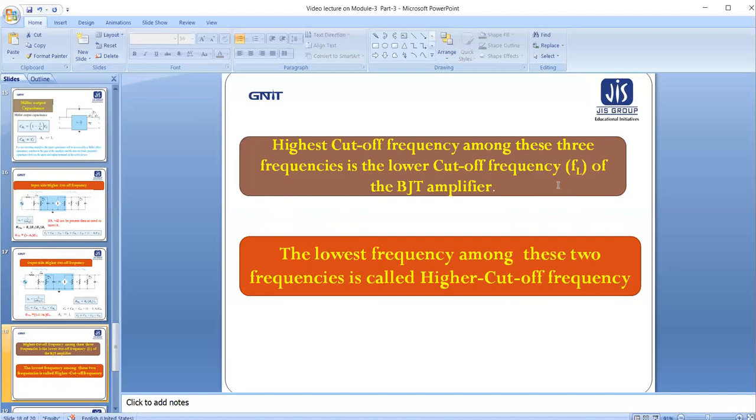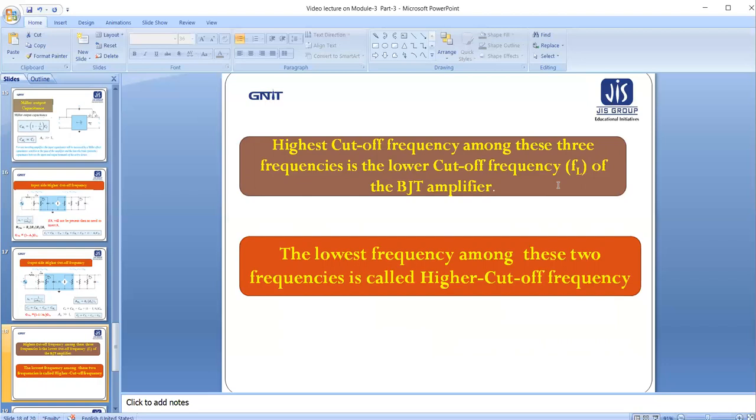So during the low frequency response, the maximum frequency among the three different frequencies is considered to be the actual lower cutoff frequency. Suppose the first lower cutoff frequency will be 20 Hertz, the second lower cutoff frequency will be 50 Hertz, and the third lower cutoff frequency will be 100 Hertz. So the maximum value will be 100, so 100 Hertz will be considered as the actual lower cutoff frequency of the BJT amplifier.